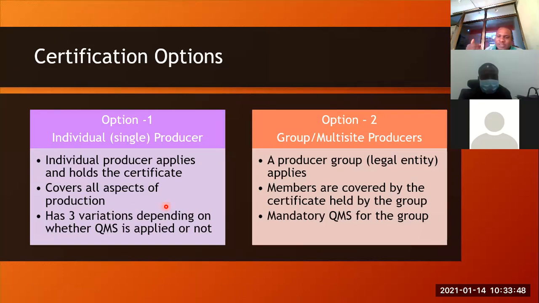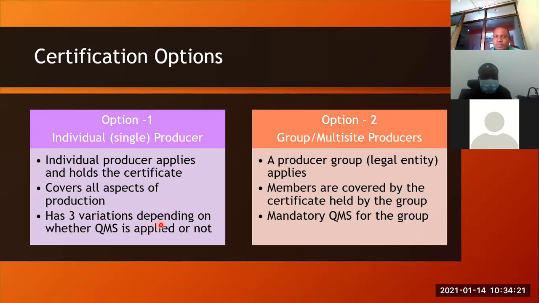So when you are using that variation where you have multiple sites spread at different places, you can still go for option 1, but you can use a QMS for that instance. So the QMS is basically an internal rules and regulations based on GlobalGAP requirements, which governs all the sites under your control as a single entity.